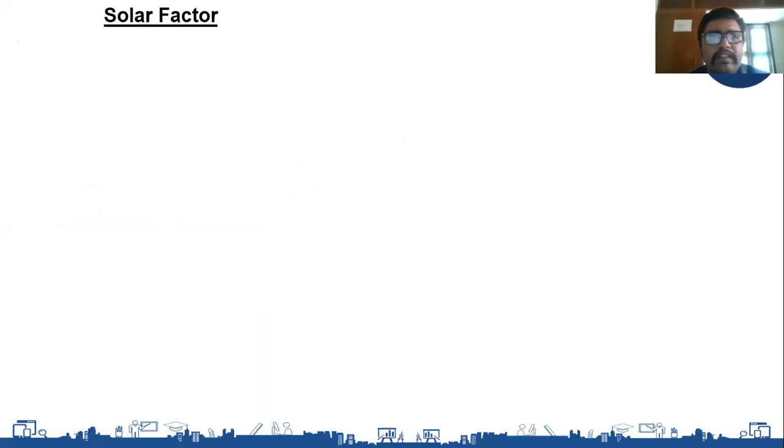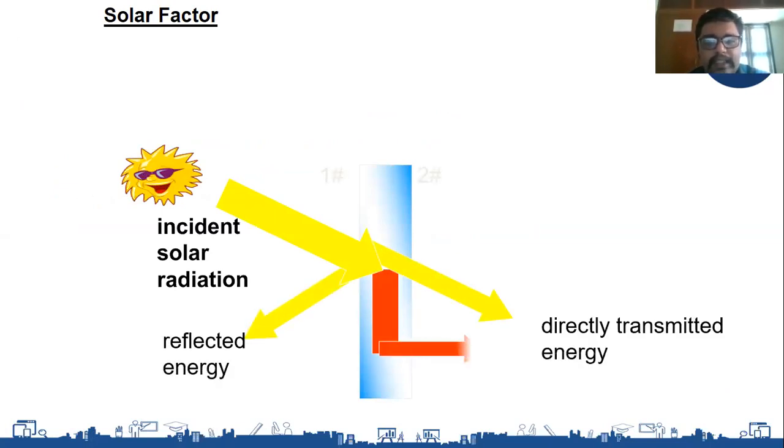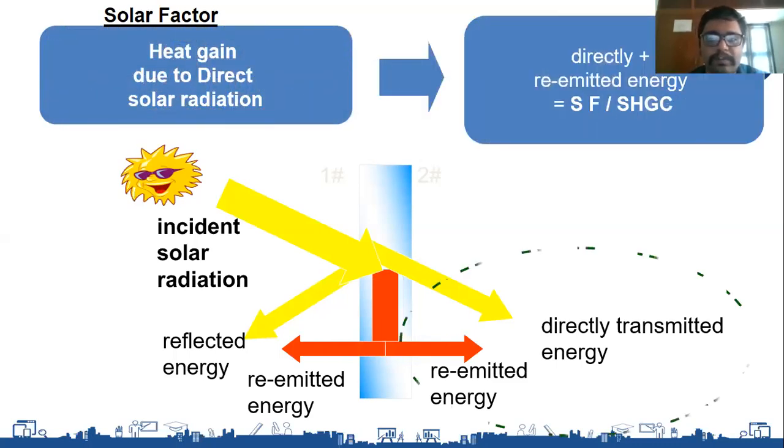So we all have heard of this factor called the solar factor. We know that there is sun on the outside, and imagine there is glass. So when the incident solar radiation comes in the form of infrared energy, it is incident on the glass. So there are three possible reactions. One is it transmits some percent of the energy. Second, it reflects some percent of the energy, and third, it absorbs some percent of the energy. When it absorbs some percent of the energy, it starts re-emitting inside and outside.